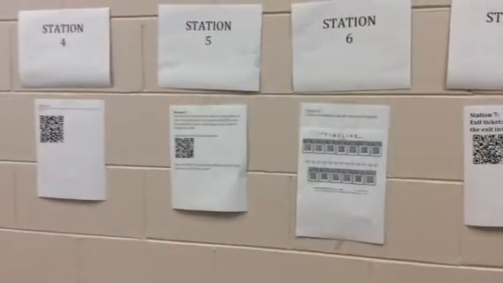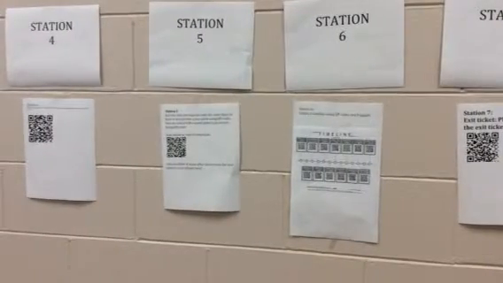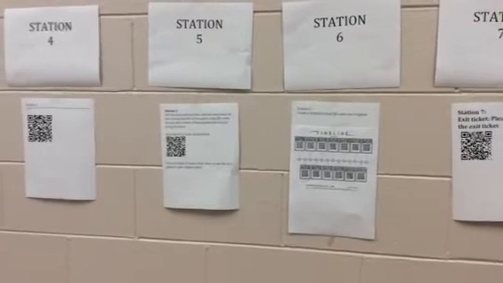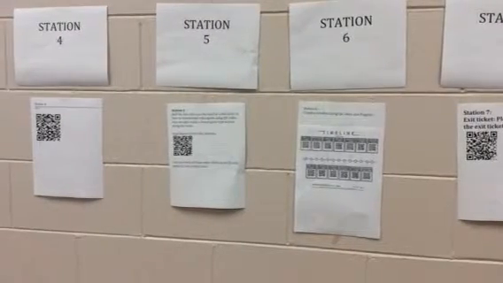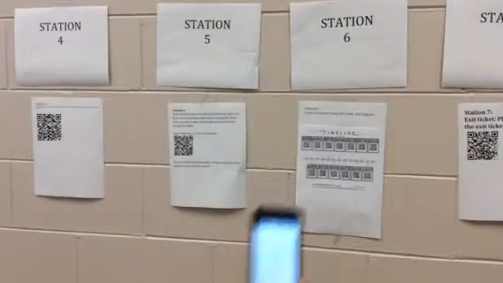Station 6, you may or may not recognize this format. This is actually a Popplet timeline. Popplet was an app we introduced last year. You can actually make a timeline of QR codes. This one happens to be on the different states and when they were adopted, and it's kind of just like an information timeline.